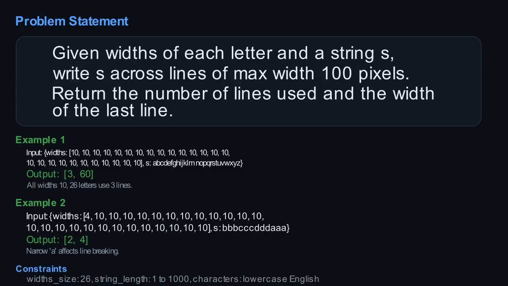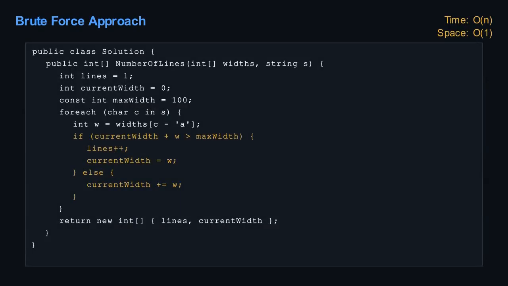The constraints tell us the string can be long, so we need a method that doesn't get confused or slow down as the text gets longer. We need a way to track our progress through the text while constantly checking the width limit. The obvious thing to try is to simulate the writing process exactly as a human would do it, but perhaps in a very inefficient way. You might think, I'll just write the whole string on one giant line first, then go back and cut it up into chunks of 100. Or, you might try to check every possible combination of letters to see which ones fit together.